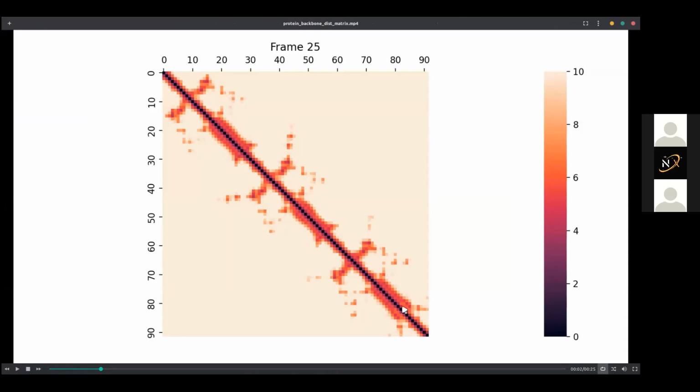Is this visible? Can you see this? Yeah, it's visible.